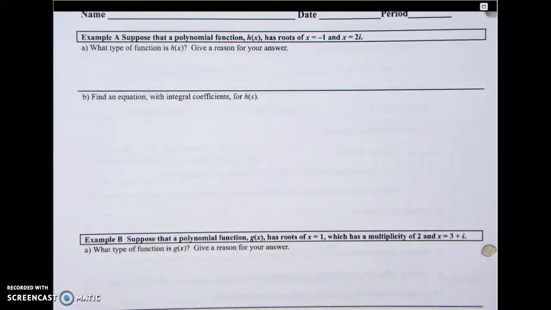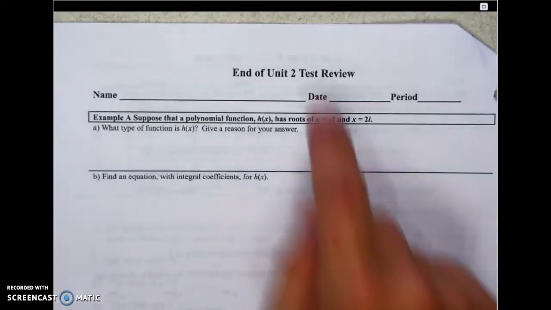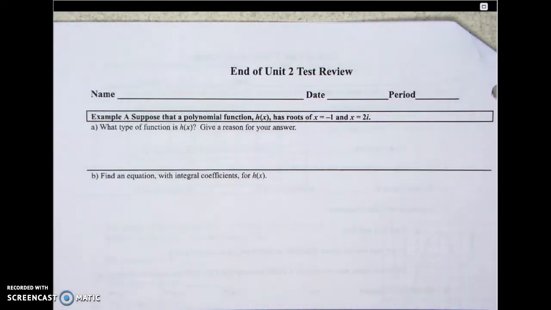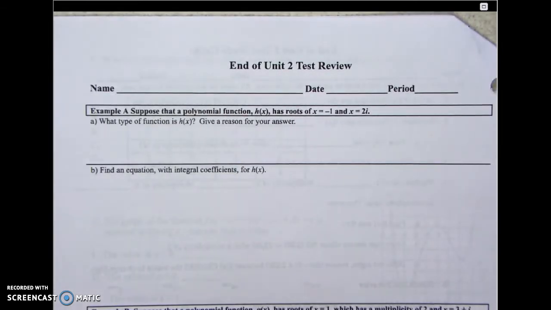Hi, everyone. Okay, so we're on the test review. We have these two little examples to do. It's not hard. I actually really enjoy it, but it just didn't quite fit in any of our notes anywhere.